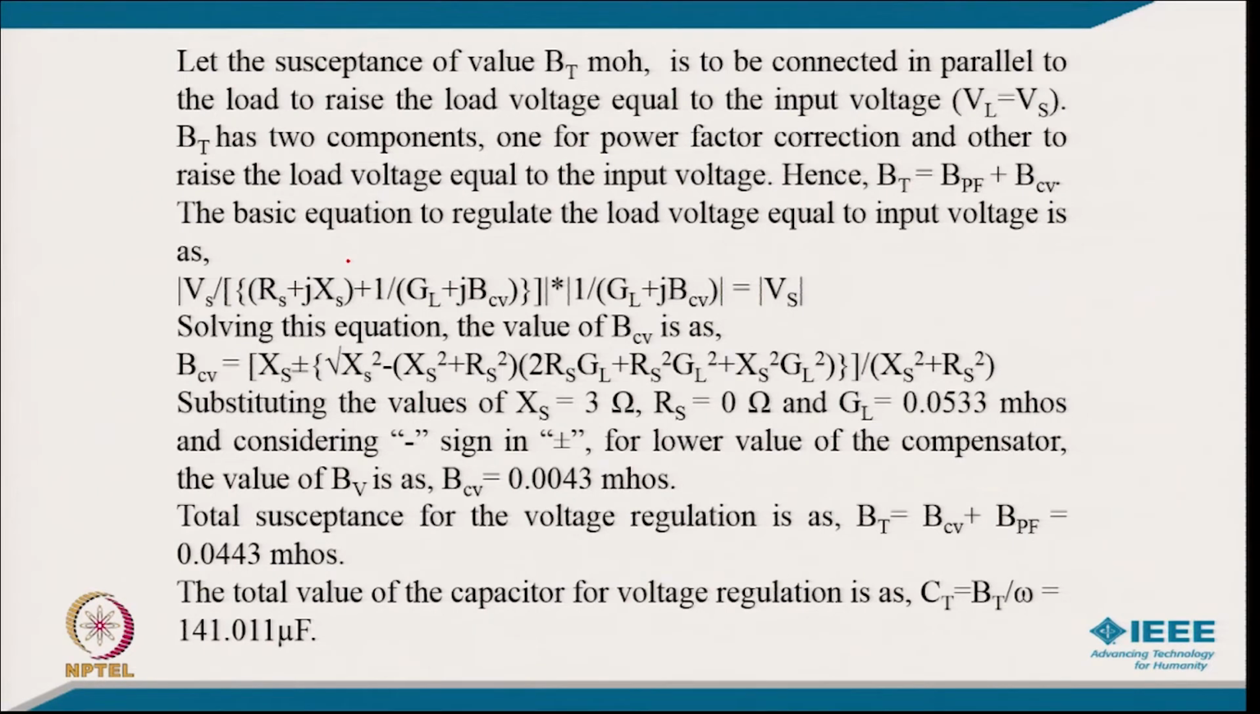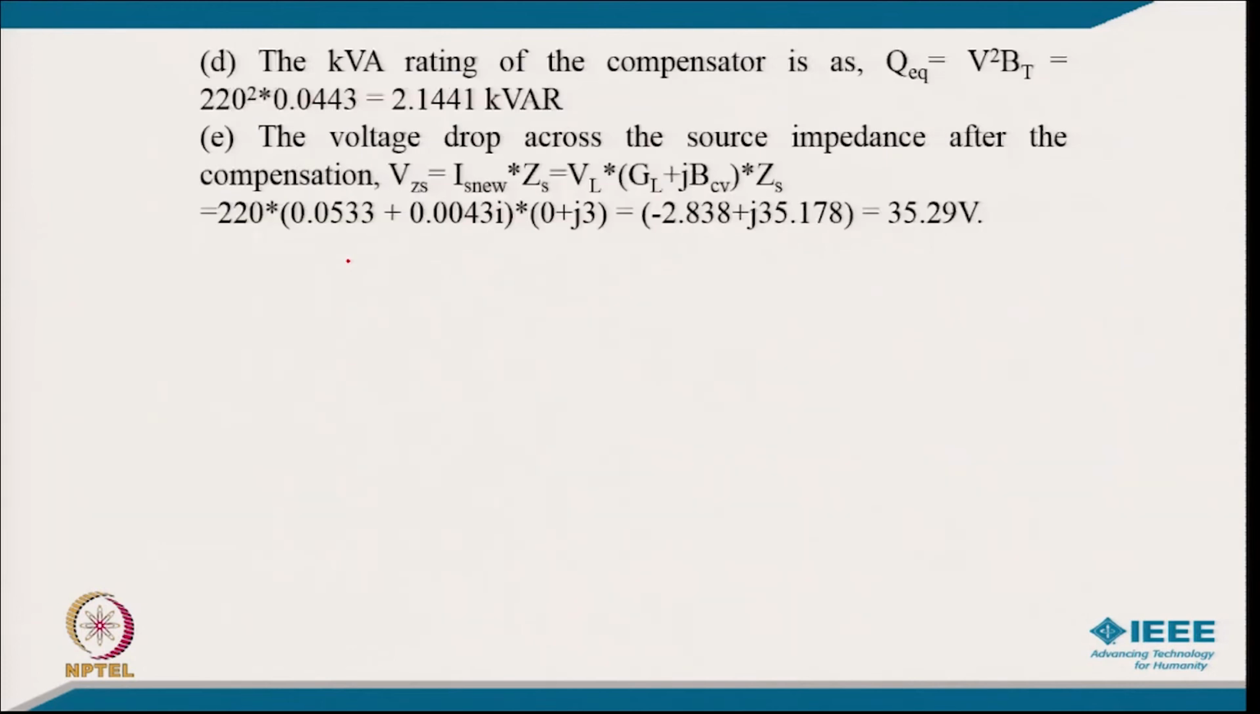that comes 141.00 microfarad. So, if you put this much capacitance in parallel to this load, you will get the same voltage across the load as the source voltage, and this will be the condition for your 0 voltage regulation. So, the kVA rating if you have to find out for this compensator, that will be V square BT, and you can keep the value of V square 220 into your B 0.0443, and it comes 2.1441 kVAr.